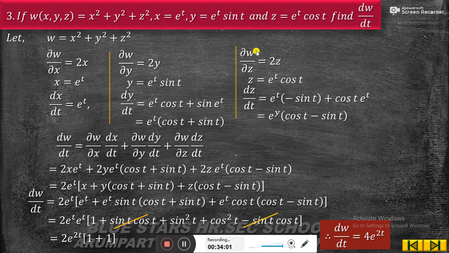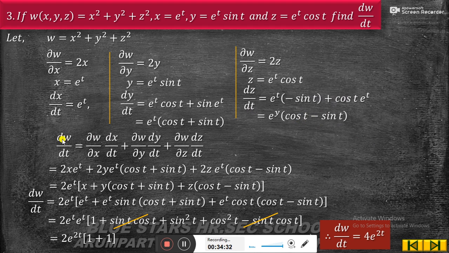The next step, ∂w/∂z. ∂w/∂z equals 2z. Next, z equals e^t cos t. So dz/dt equals e^t into the derivative of cos, which is minus sin t, plus cos t into the derivative of e^t, which is e^t. So write it: e^t (cos t − sin t). This is the answer for dz/dt.